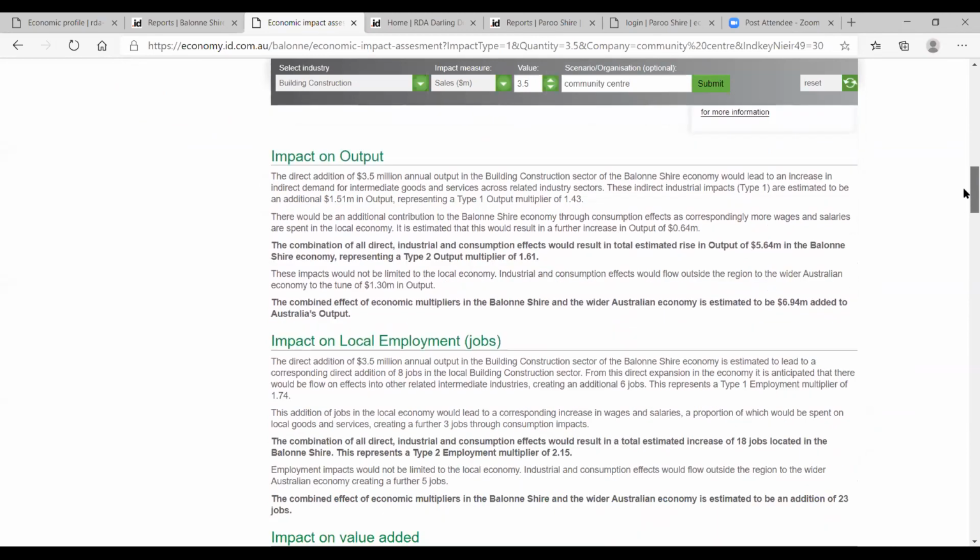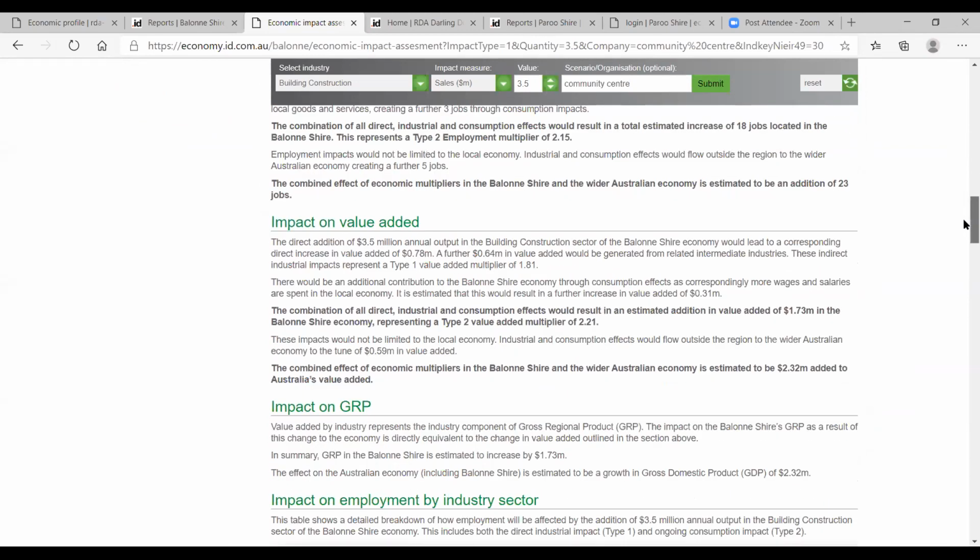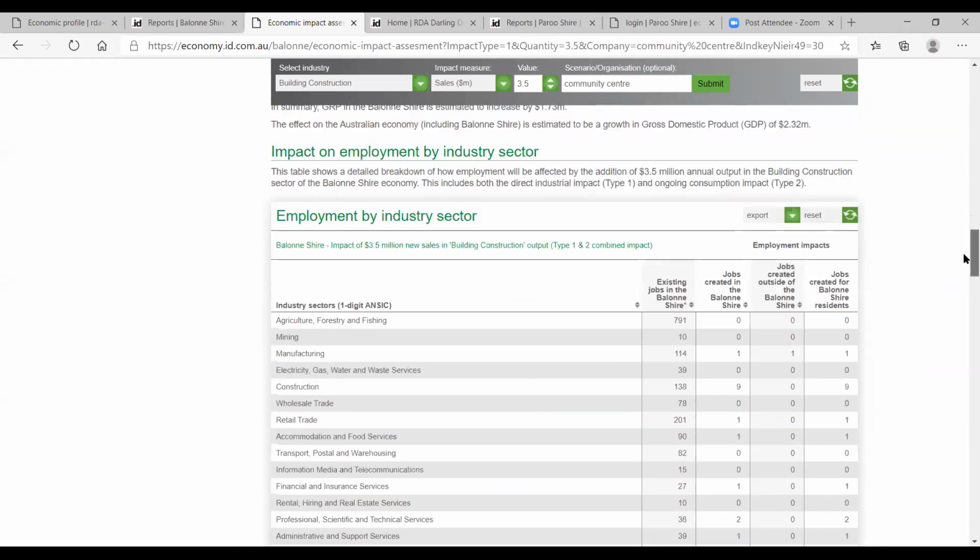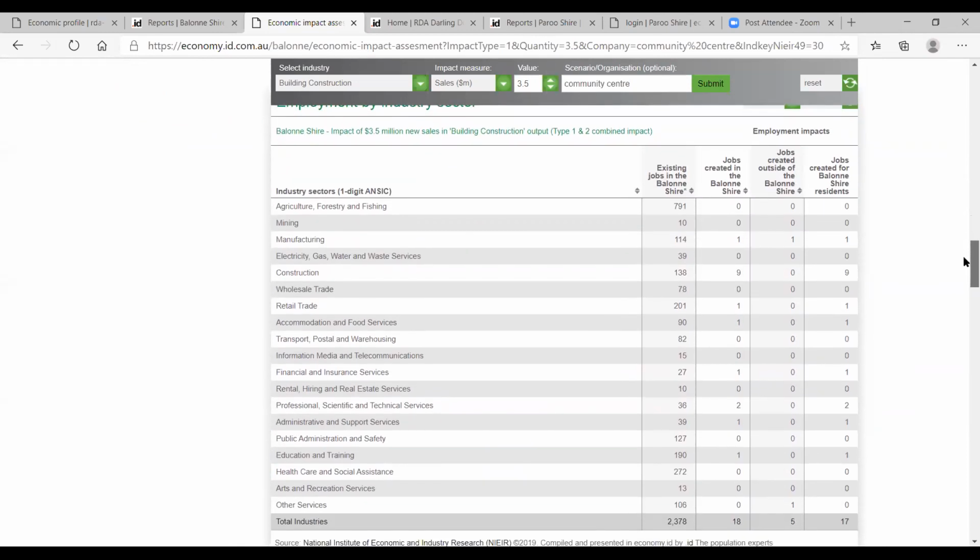Down below, guys, it gives you all of the information that you need to support your grant application. Here we've got the jobs created in Balonne Shire.